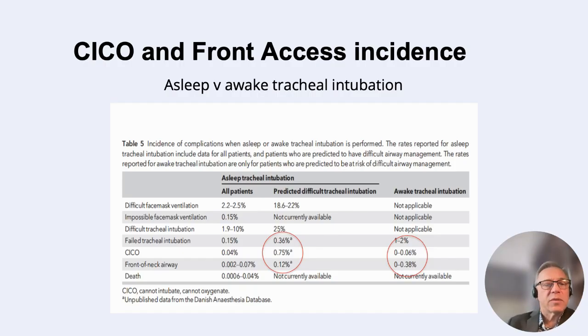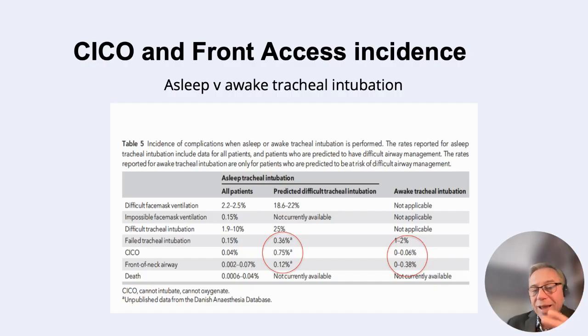And what they found is that with asleep, the incidence of a failed tracheal intubation is 0.36%, and with awake, the incidence is 1 to 2%, so it's higher. However, those situations led to 0.75% of can't intubate, can't oxygenate scenario in asleep patients compared to 0.06% in patients who were awake. Okay, and similarly, there was a lot less need for the front of the neck access.